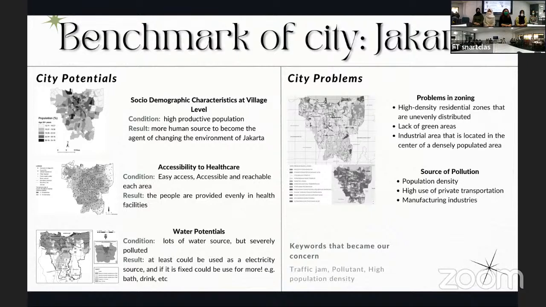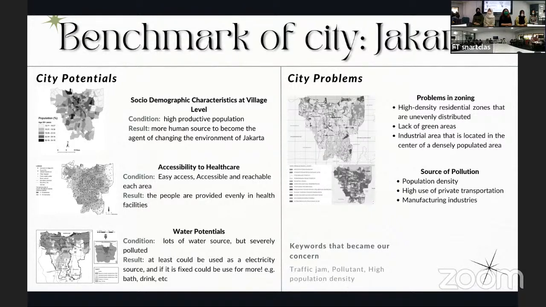But not just these potentials, Jakarta also has some problems that we need to fix. For example, the problems in zoning. Jakarta has high density residential zones that are unevenly distributed. We already talked about the positive way, so now I'm going to talk about the negative ways because of its population. There is a lack of green areas where they live. And of course, the industrial area is located in the center of a densely populated area, which can make the air unhealthy.